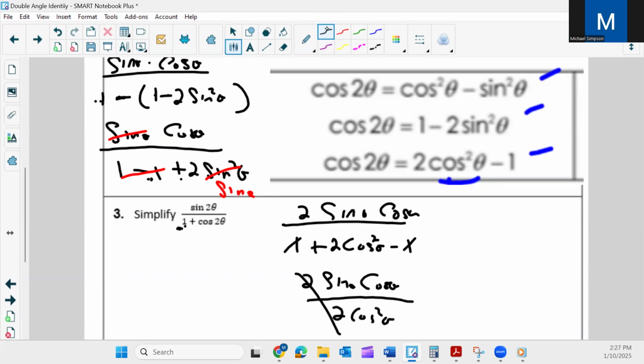So what should we simplify? We're using this one here. So let's see. This is cosine squared, so I'm going to have a cosine left in the bottom. So that gives me what? Sine over cosine, which gives me.